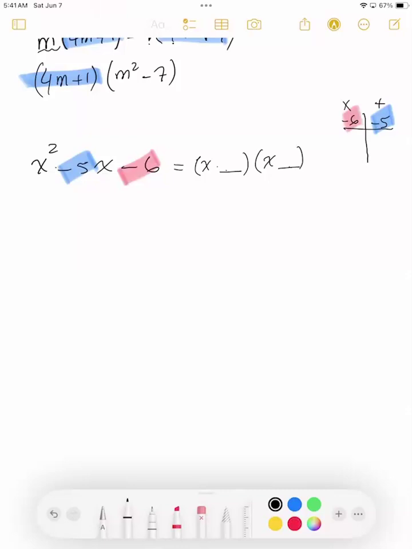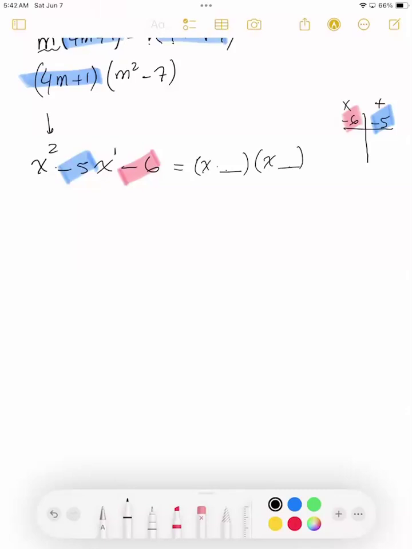You have 3 terms. The first term has a degree of 2. The second term has a degree of 1. The last term has a degree of 0 because there is no x. Then you break x to the power 2 as x and x. To find out what to put inside each parenthesis, you ask yourself what 2 numbers I multiply that give me negative 6, and when I add them, I get negative 5.